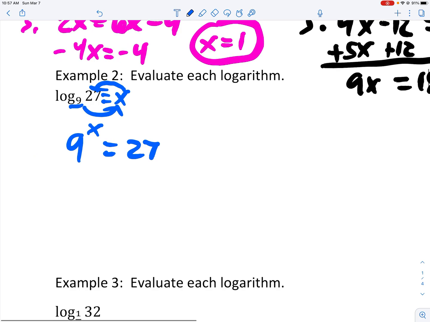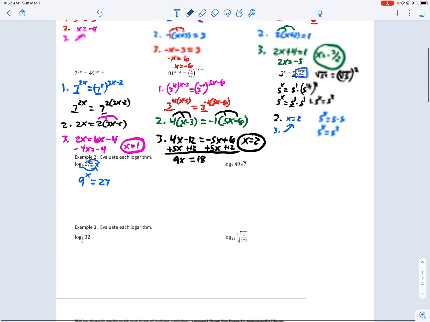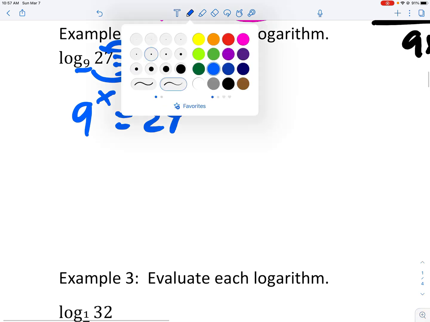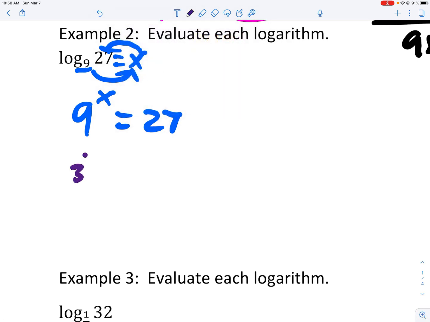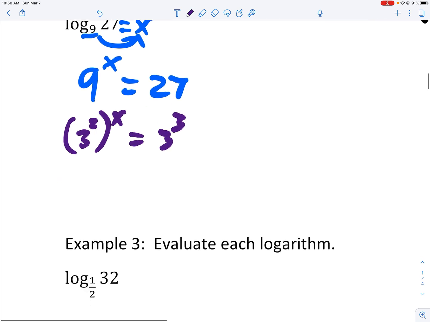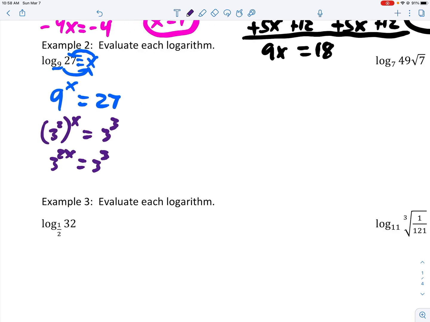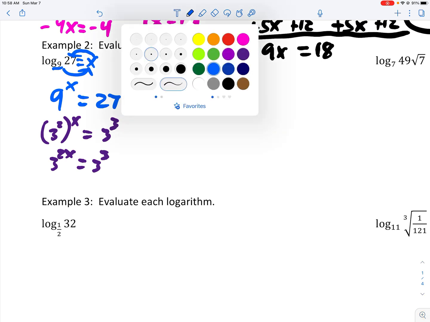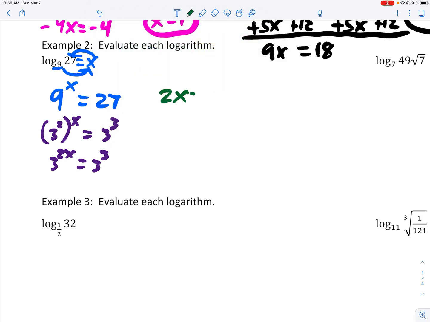So what we're going to do is what we just did like 6 times. We're going to rewrite the same base. So 9 is 3 squared. And 27 is 3 cubed. So this is 3 to the 2x equals 3 to the third. So now the bases are the same. Once our bases are the same, right, we drop the bases. So 2x equals 3, and then we solve. Divide by 2, so we get 3 halves. So 9 to the 3 halves would give you 27. Right, so the power that makes it work is 3 halves.